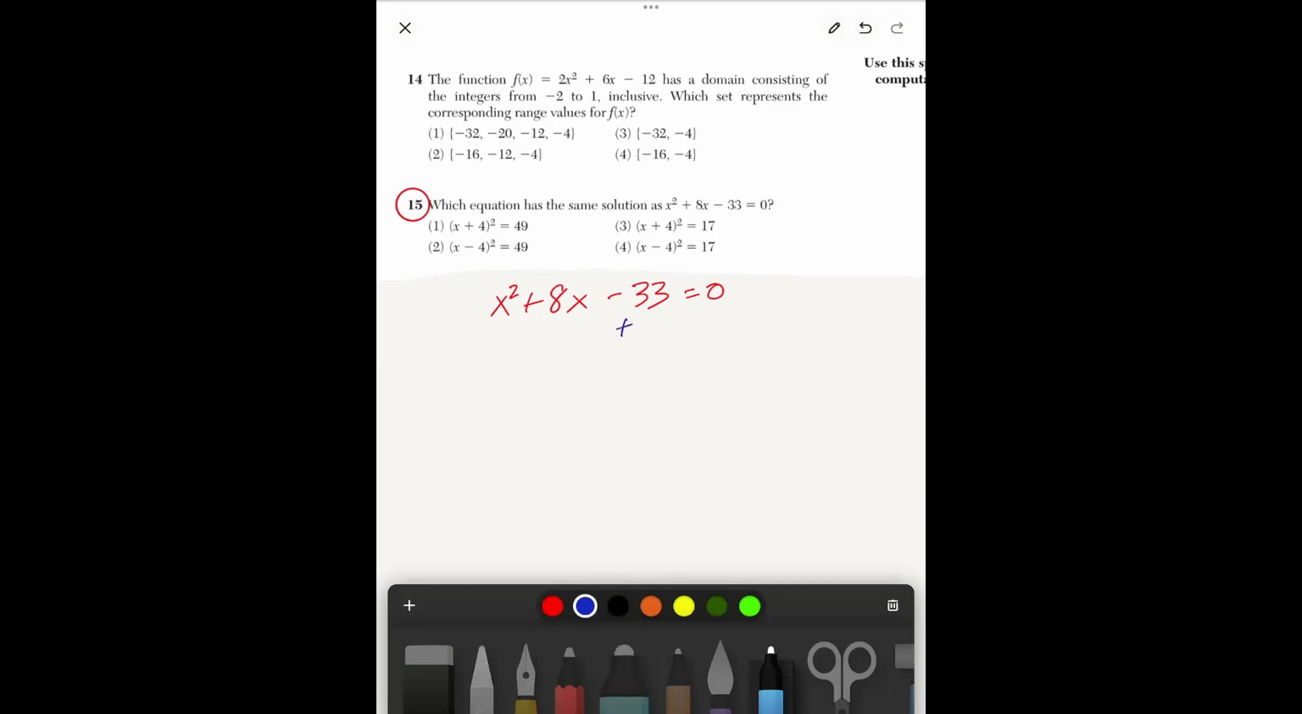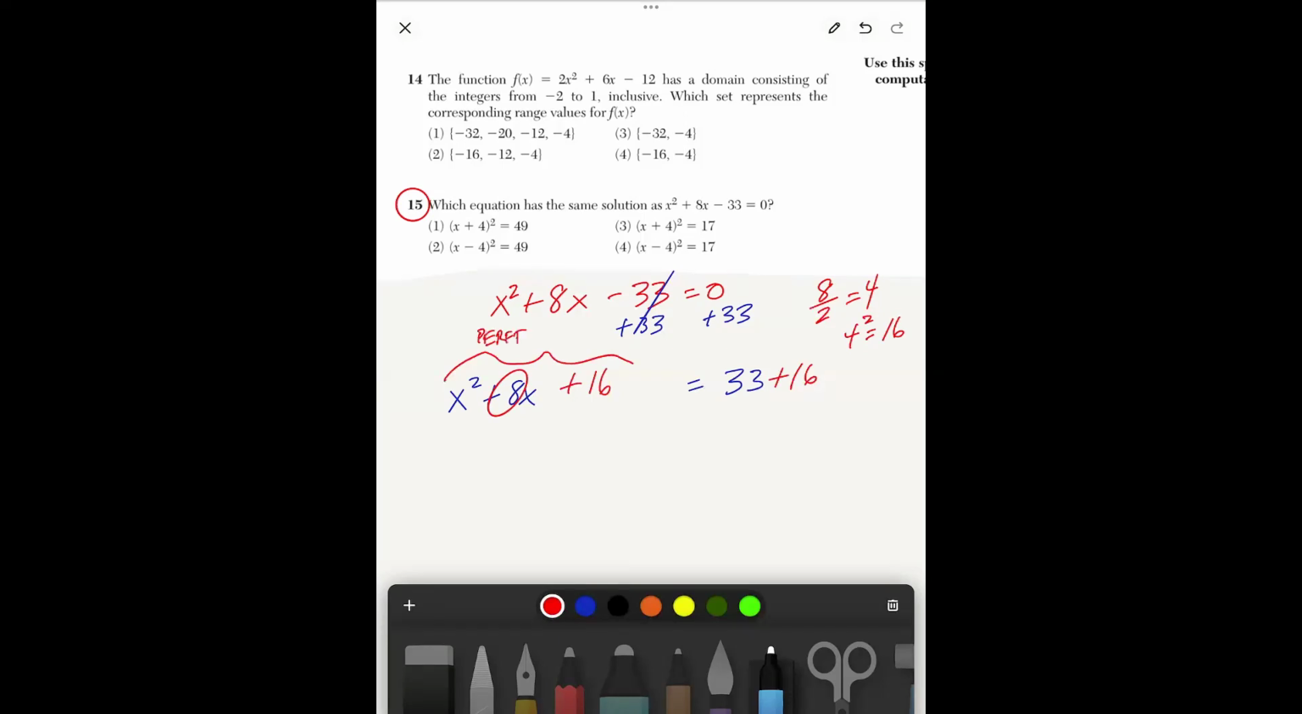Again, first thing you're going to do is move the constant to the other side by doing the opposite. We have a minus 33, so the opposite is adding 33. So now we're going to have x squared plus 8x equals 33. These cancel out. That's why we're doing it. Now, again, we're going to take the middle term, the plus 8, and divide it by 2. So that's 4, and then we're going to square it. So that's 16. That means we're going to add 16 to both sides. And now we have a perfect trinomial.